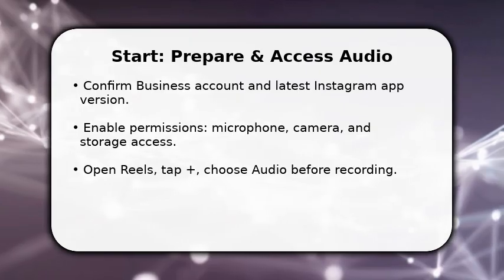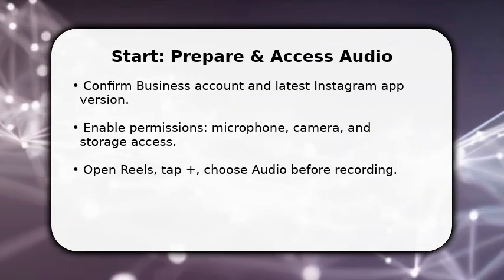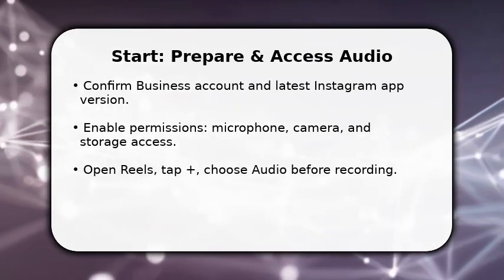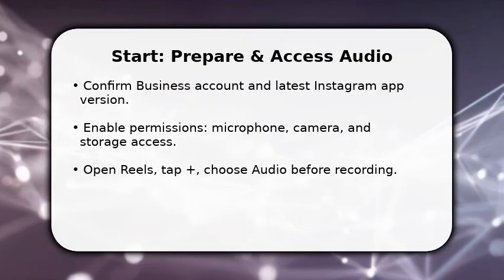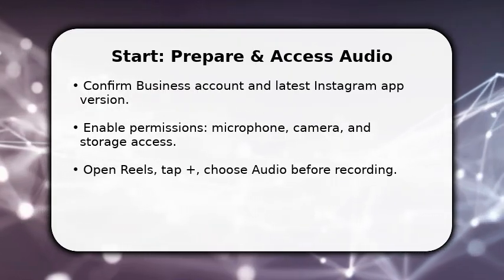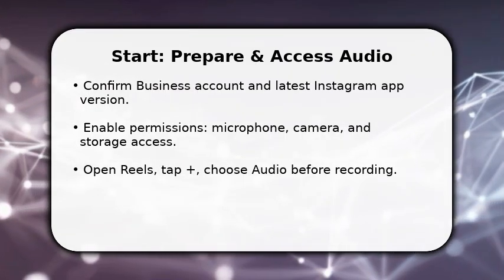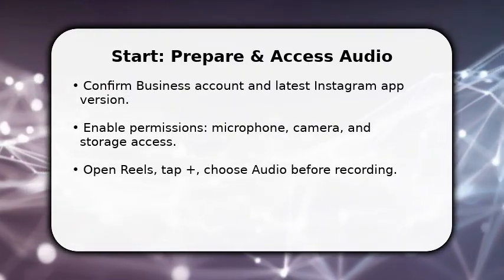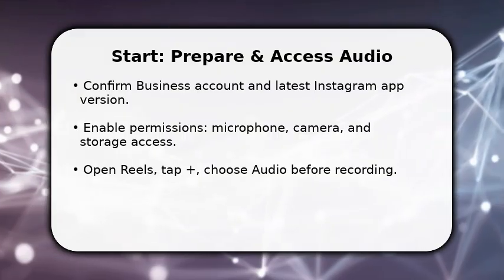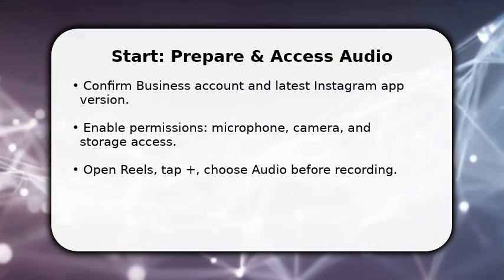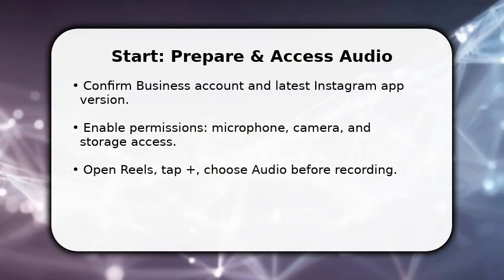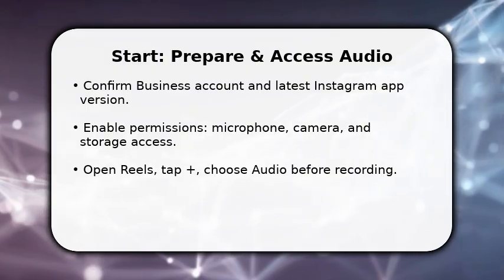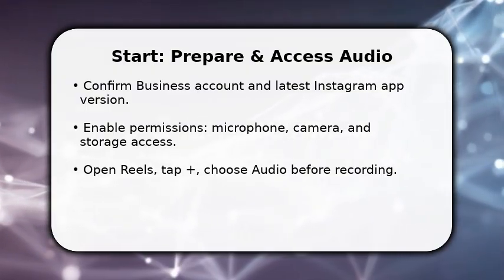You already have a business account and the latest app. Now begin. Open Reels and tap the plus to create. Choose audio so you can add sound before filming. If you want branded or original clips, select Use Audio or Import from Device. This lets you control rights and volume. Once done, tap Preview to check levels and trim the clip. Make sure to save a draft if you need to adjust captions or cover art before moving on.